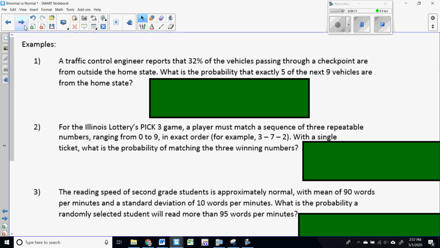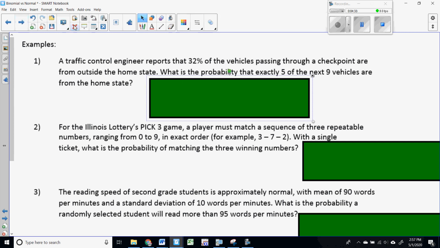So you can see right away, you have to ask, what are the possibilities? Nothing talks about means or standard deviations or anything, so you know it's not normal. So you have to decide, is it binomial or one of the other ones? Well, they give you a p, 32%. They give you an n, number of trials, 9. And they give you a number of successes, an x, which is 5.